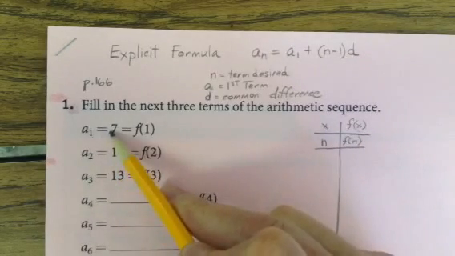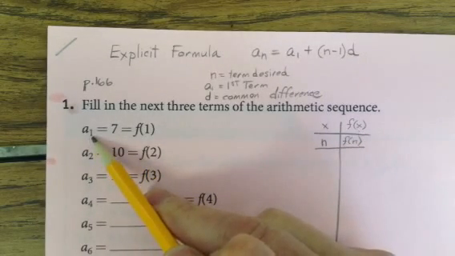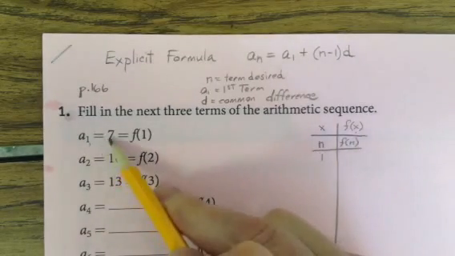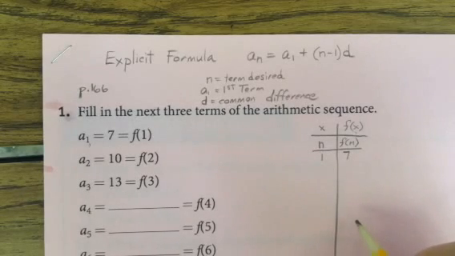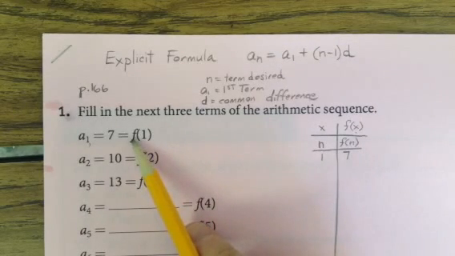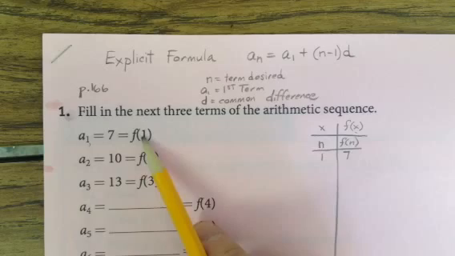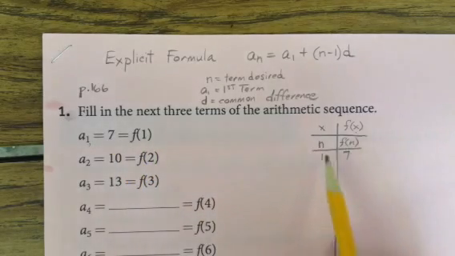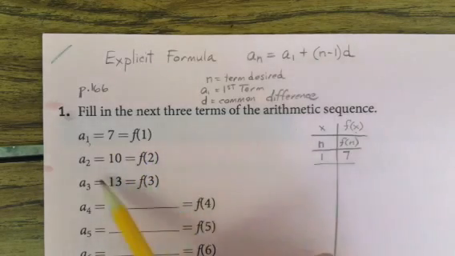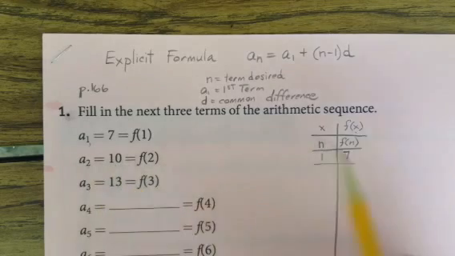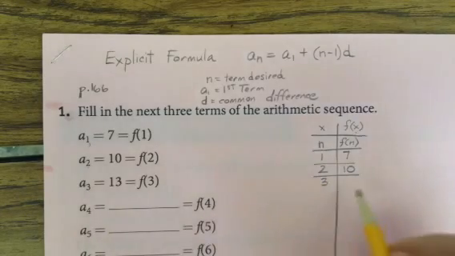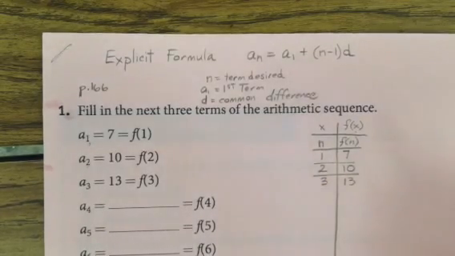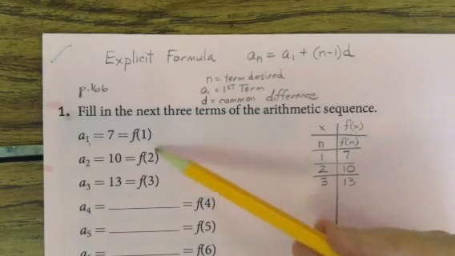All right, so for this right here, the first input, the first stage, gives me an output of 7. So if I make a table, it would look like this. And so if you use function notation, the function of the first stage gives me 7, and that's indicated in my table. So the second would give me an output of 10, so that would be 2, 10. The third stage would give me an output of 13.